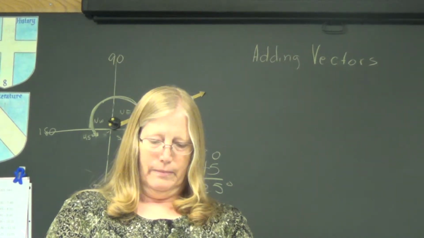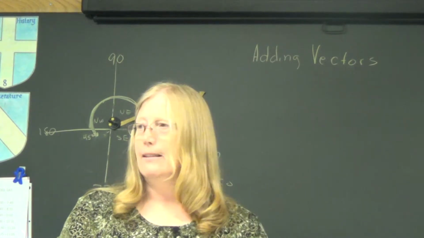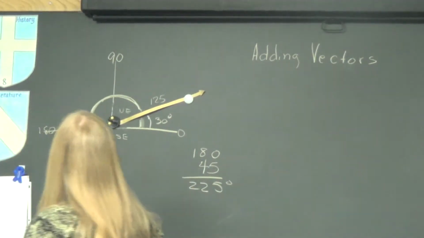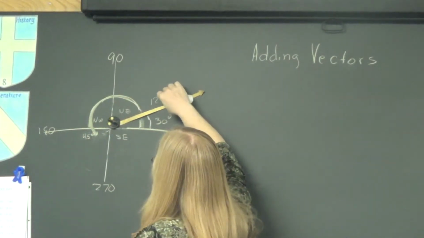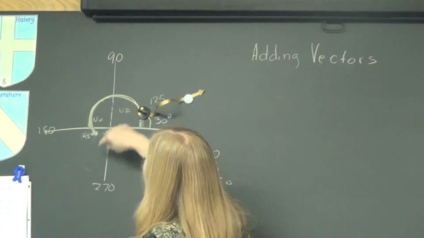Right. But what about the 30? Wouldn't that make it less because you're going from where the vector is? The 30 doesn't involve this angle. So this can go away. We don't need that. You're just doing it from where?